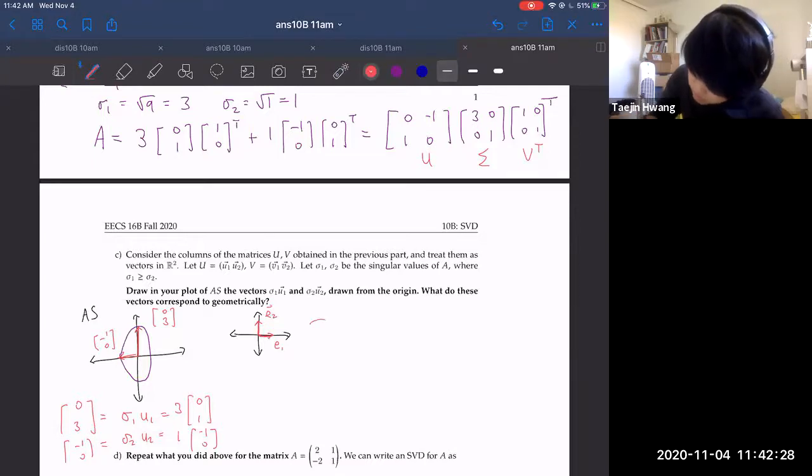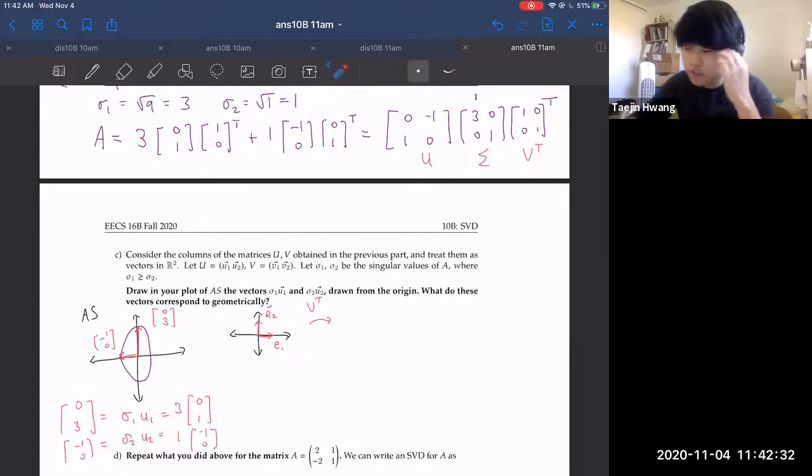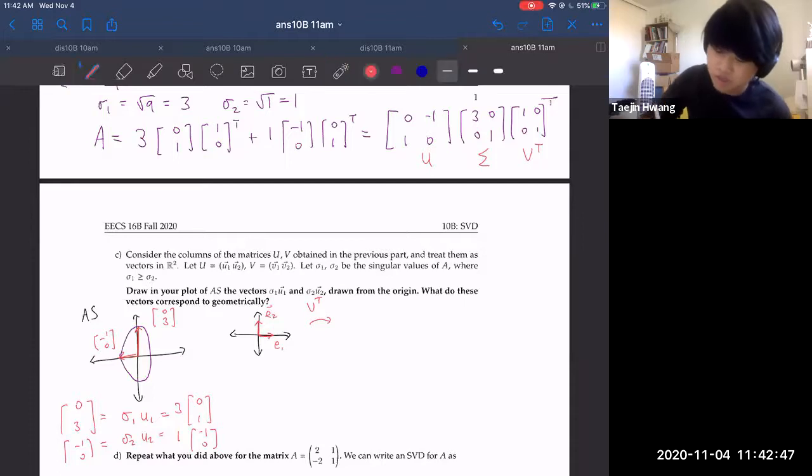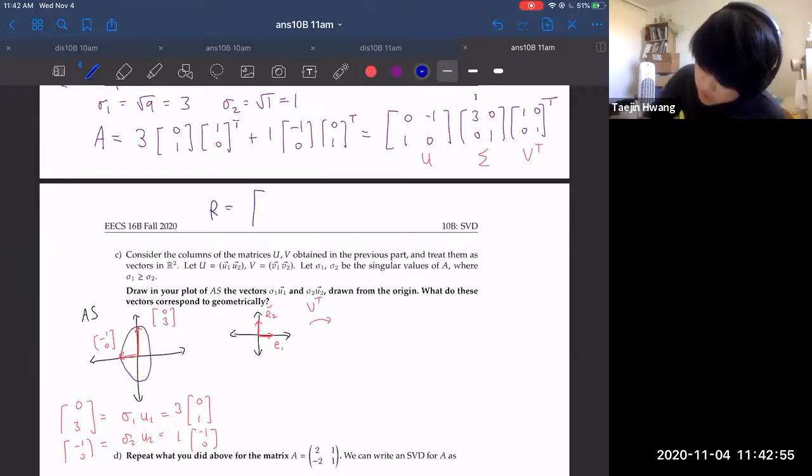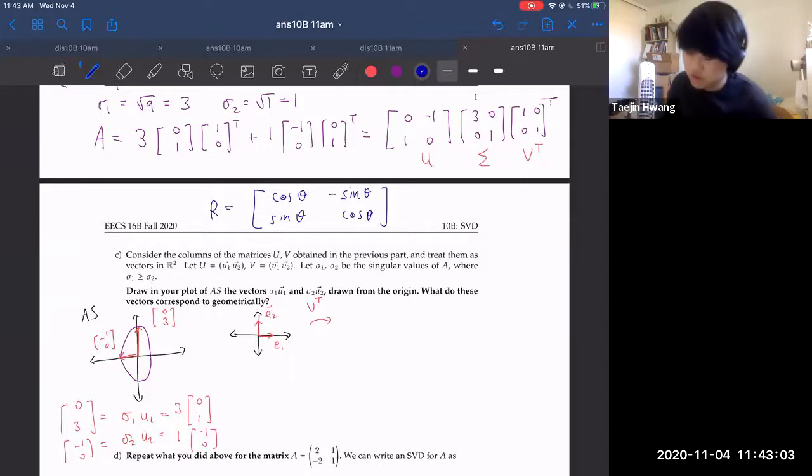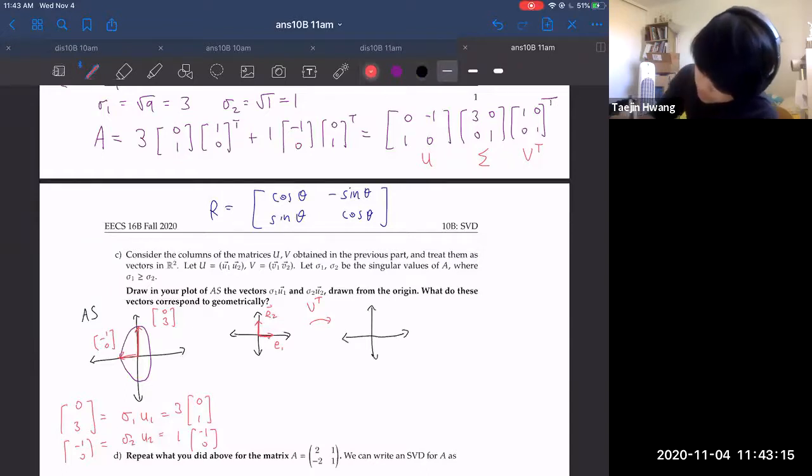If we multiply this by V transpose, you can think of V transpose as some sort of rotation in the plane. And it's because it has orthonormal columns. And since the identity matrix is, well, the identity matrix, you can think of it as a rotation by 0 degrees. Just to recap, it might be good to write out what the rotation matrix is. You might remember from 16A, the rotation matrix is of the form cosine theta, minus sine theta, cosine theta. So you can think of the identity matrix as a rotation by 0 degrees. So if you multiply the standard basis vectors by V transpose, then V transpose E1 and V transpose E2 are going to be the same thing. You're just going to rotate by 0 degrees.